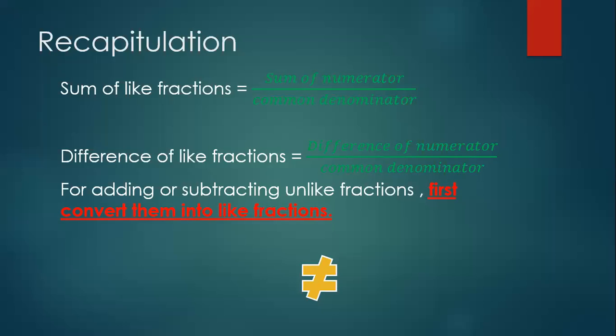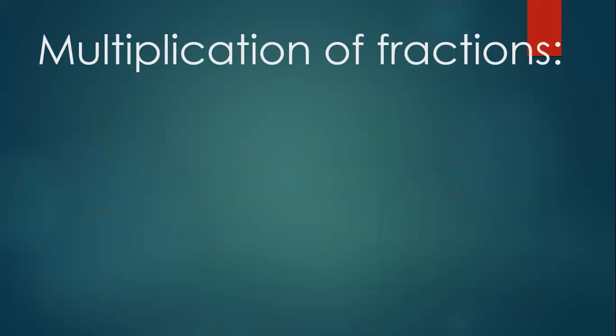Children, there is one common mistake which most children make, which I don't want you to repeat. Many children, if they have to add unlike fractions, add the numerators and add the denominators. This is absolutely incorrect. This is not the right way. If you have to add 2 by 5 plus 3 by 4, you will have to first find the LCM of 5 and 4, which is 20, convert them into like fractions and then add. Is that clear, children?